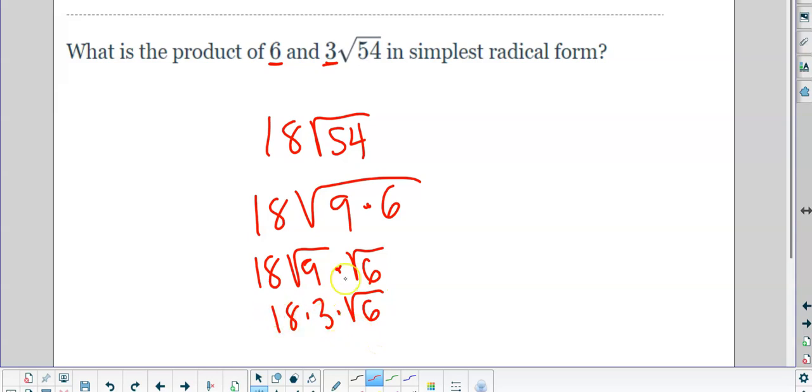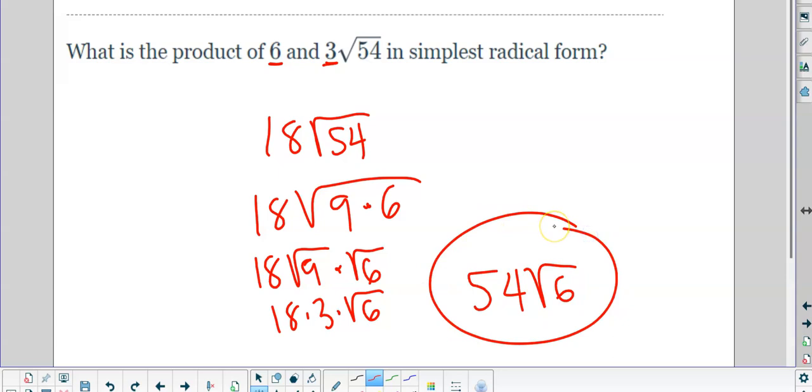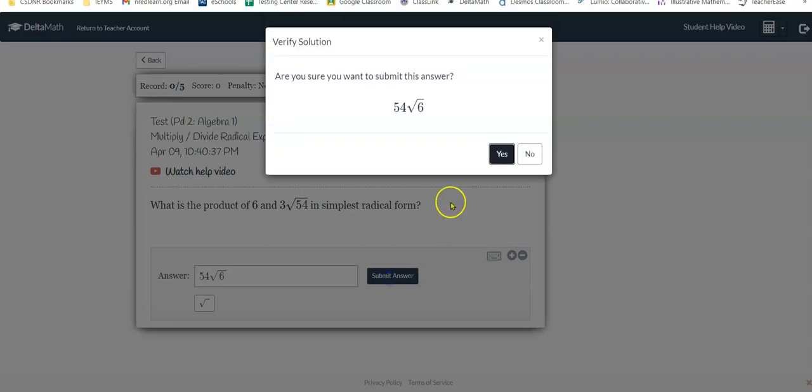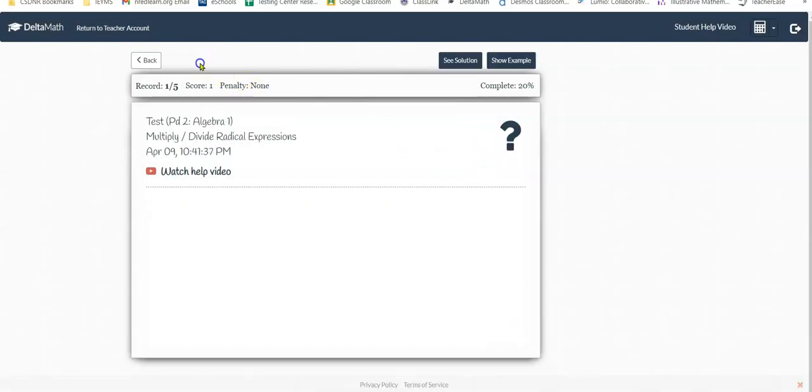Let's see, it's 54 square roots of 6. 54 square roots of 6, right? 4, 2, carry the 1, yes. 54 square roots of 6. So we're going to type that, 54 square root 6. Let's try this one more time.